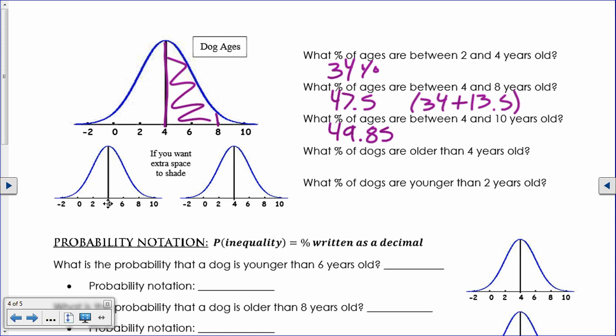So that's 4 and then everything to the right. That's 50. Notice the word is different. They didn't say between this and this. They said older than. So that's kind of implying infinity. You're going from one point and then infinitely to the right or to the left, depending on the wording. So that's 50%. What percent of dogs are younger than 2? So that's 2 and then to negative infinity all the way. That's 16. That's another 50 minus 34, or you can add the little pieces together. Alright, so you guys see how we can use the empirical rule broken up in the picture?